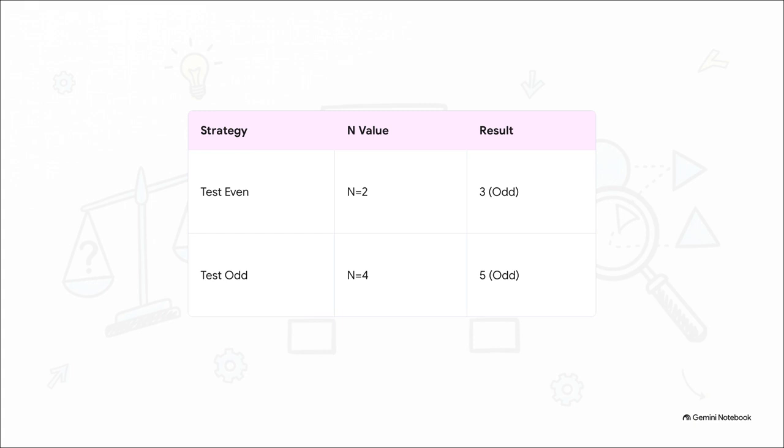Okay, what if n is 4? Well, 4 plus 1 is 5, which is also odd, you see? No matter what even path we take, it strictly leads to an odd result. The pattern totally holds up, meaning we absolutely have sufficient data.